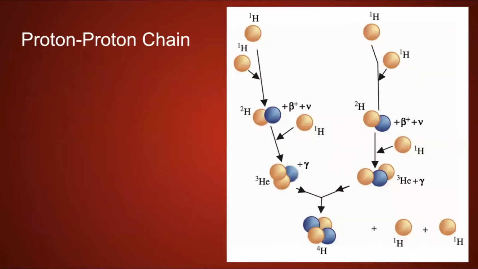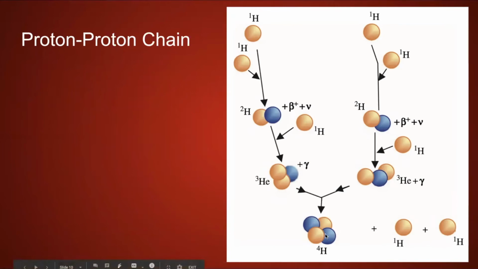The proton-proton chain is a process for fusing hydrogen into helium. In case you didn't know, hydrogen is an element that has a nucleus containing one proton, and helium has a nucleus that contains two protons and two neutrons.